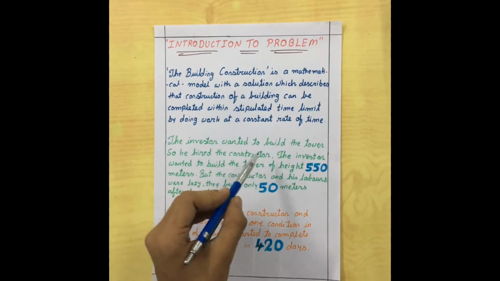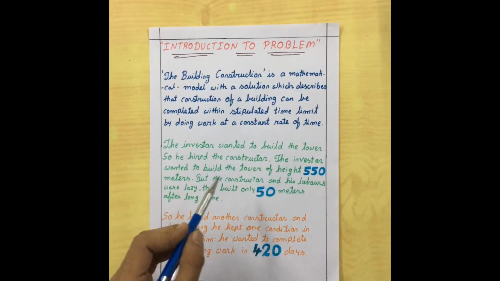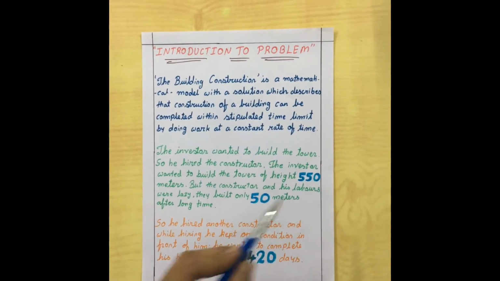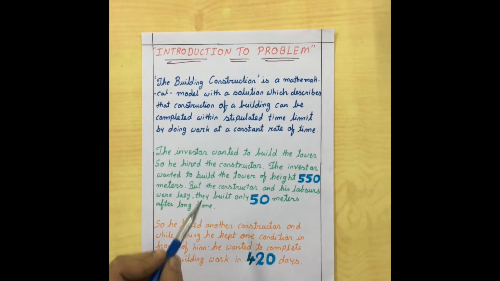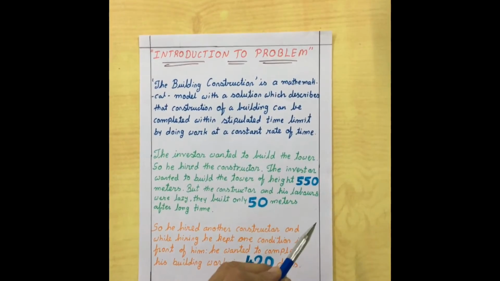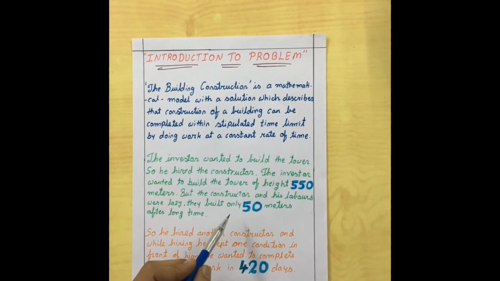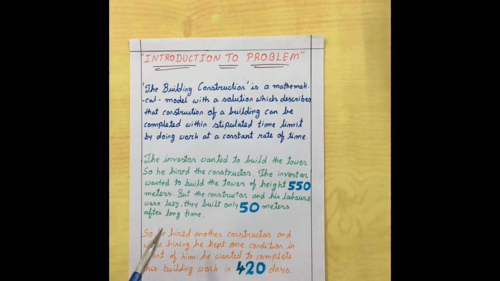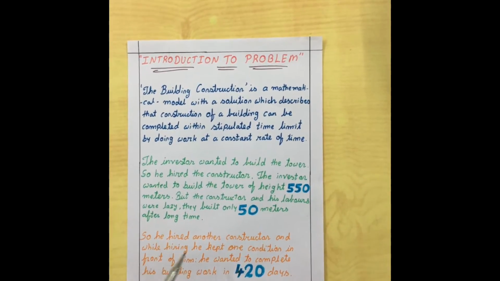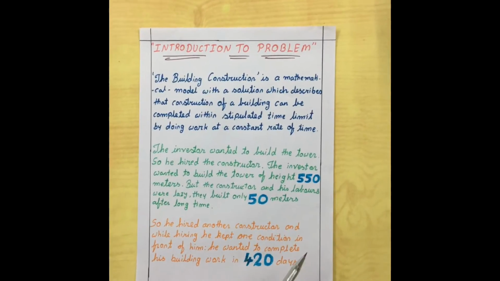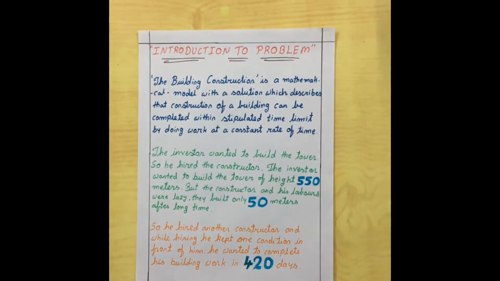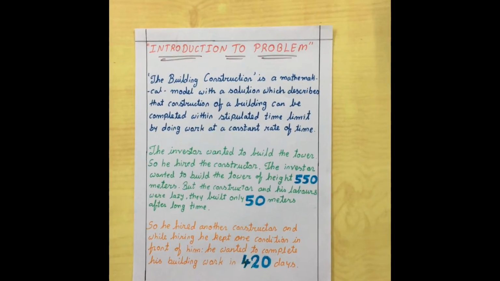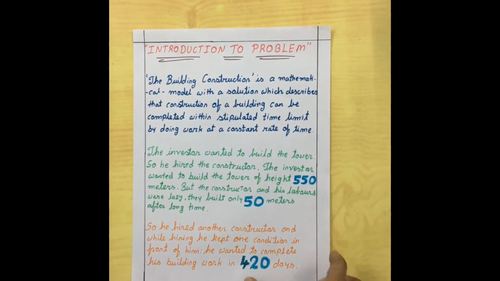The investor wanted to build a tower, so he hired a constructor. The investor wanted to build a tower of height 550 meters, but the constructor and his laborers were lazy, so they built only 50 meters after a long time. So he hired another constructor, and while hiring he kept one condition in front of him. He wanted to complete his building work in 420 days.